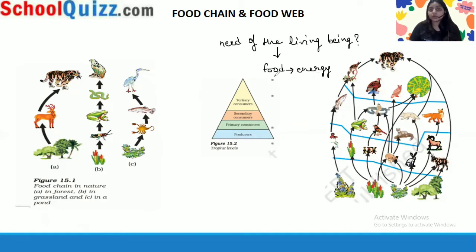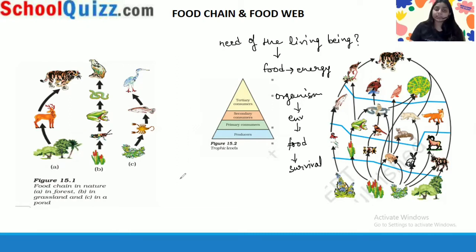And food helps us in various forms: it gives us energy, and it gives growth to our body. So all the organisms in the environment are dependent on food to survive in the environment, or for their survival.